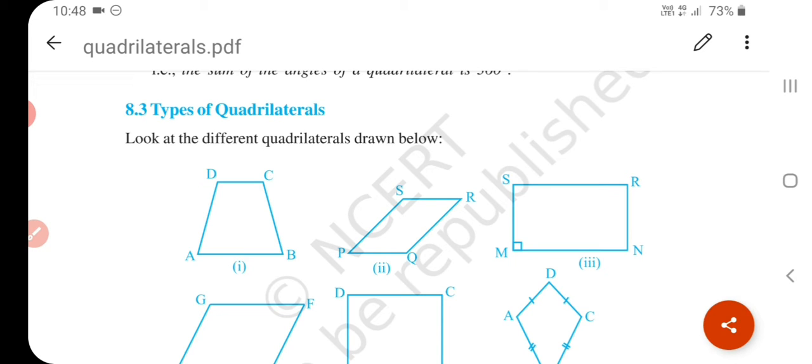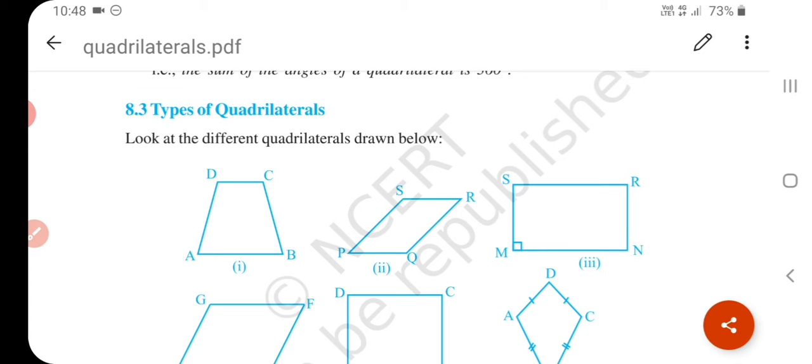Okay, what about rhombus? If all the sides of a quadrilateral are equal, then it is called a rhombus. Okay, understand? Now what about square? If two adjacent sides of a rectangle are equal, then it is called a square.